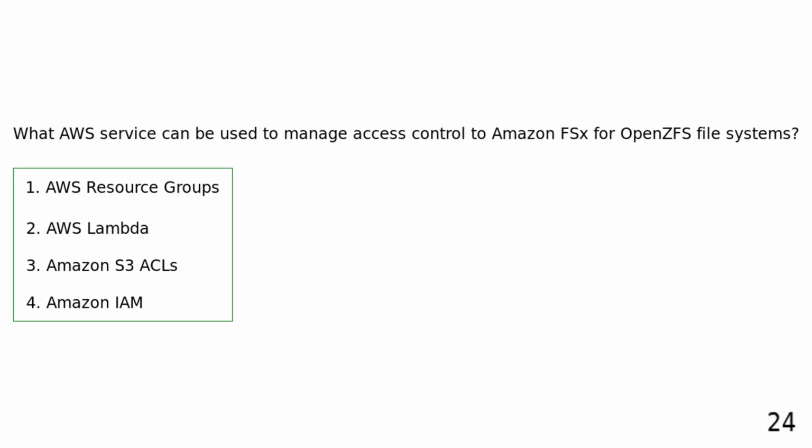What AWS service can be used to manage access control to Amazon FSx for OpenZFS file systems? AWS Resource Groups. AWS Lambda. Amazon S3 ACLs. Amazon IAM.